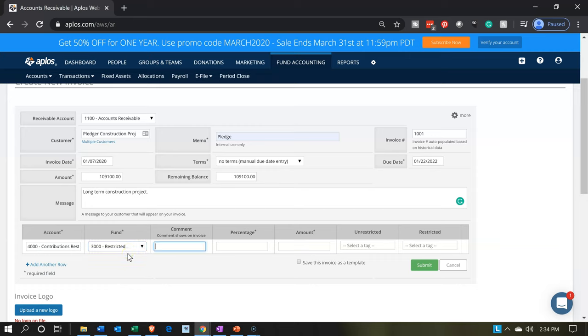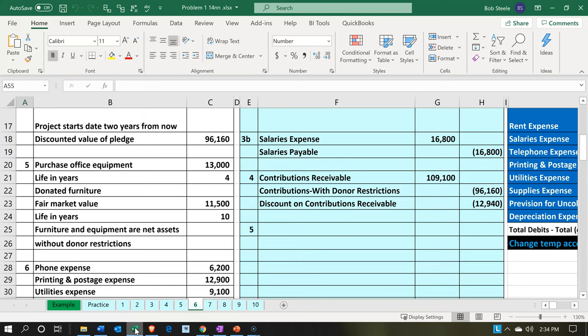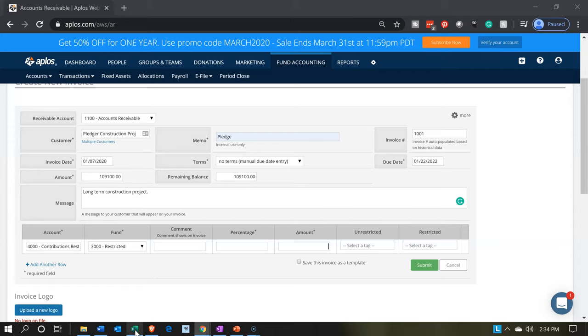So that looks good. Comment, we might want to put that it's a long-term construction, but I'm not going to do it. The percentage that we're going to put here will be, actually let's populate the amount. So I'm going to say the amount is 96,160. So 96,160, not the entire amount. And notice that puts the percentage in for us. So you can enter either one. Oftentimes it's useful to use the percentage if we're breaking out some expenses, or you can put the amount and it'll break out the expense for you.